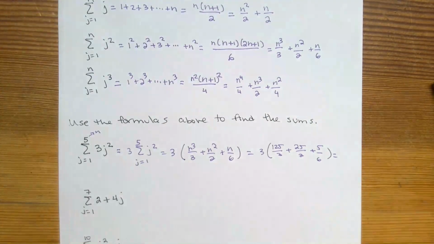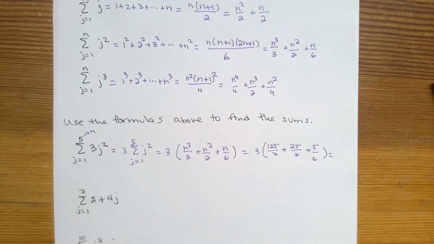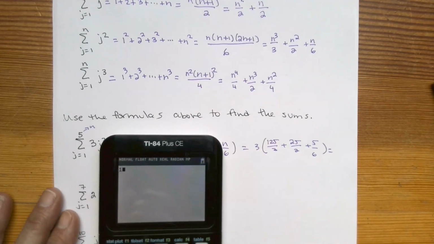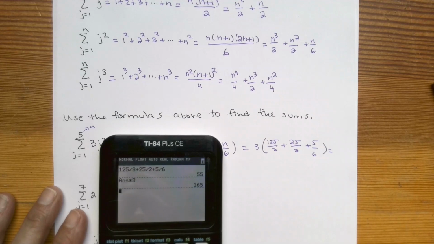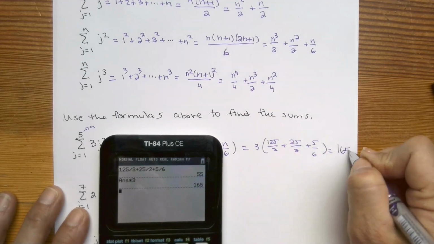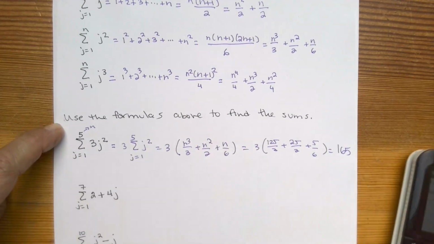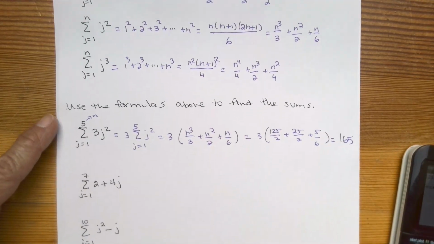Oh my gosh, and I am not at all going to do any arithmetic, so let's see, 125 over 3. Yes, I know there's the button to make it look like a fraction, but I'm okay doing it this way, and then times that 3 out in front. So 165. And absolutely, you could find exactly the same number if you just wrote out the 5 terms. But, right, we're practicing using our formulas.